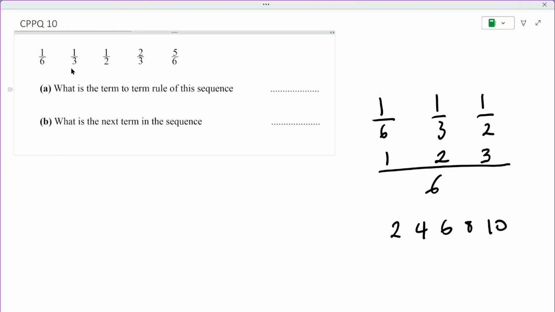Now that we know we have an increase, that is 1 over 3 is greater than 1 over 6. 1 over 2 is greater than 1 over 3, which is also greater than 1 over 6. And 2 over 3 will definitely be greater than 1 over 2. Same as 5 over 6 will be greater than 2 over 3. How do you get the increase? Since we know the second term is bigger than the first term, we do the second term minus the first term.